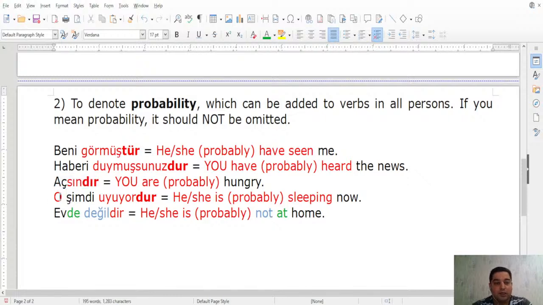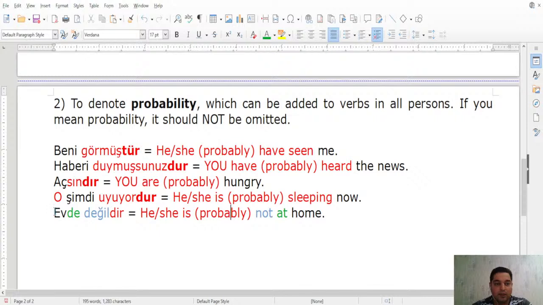The fourth example, o şimdi uyuyordur. Uyuyor is sleeping. He, she is sleeping. Uyuyordur, he, she is probably sleeping now. Şimdi means now. Or you can even omit this o: şimdi uyuyordur. He, she is probably sleeping now. So let's not bother that person. Let's not bother him or her.